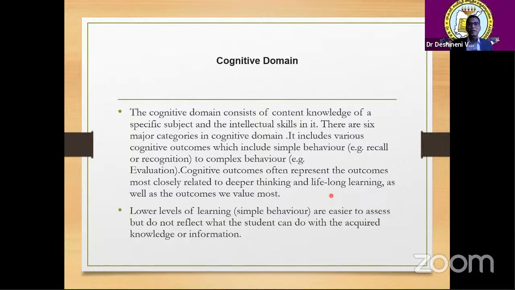Again, these 6 major categories in cognitive domain, when we see, it includes various cognitive outcomes, starting from simple behavior, for example, recalling something or recognizing something, to complex behavior, for example, evaluating something. Cognitive outcomes often represent the outcomes most closely related to deeper thinking and lifelong learning, as well as outcomes we value most. So these are the important things related to cognitive domain and cognitive outcomes.